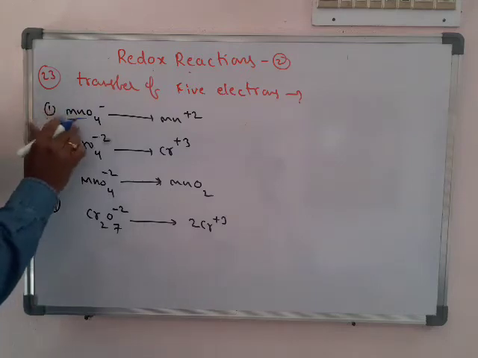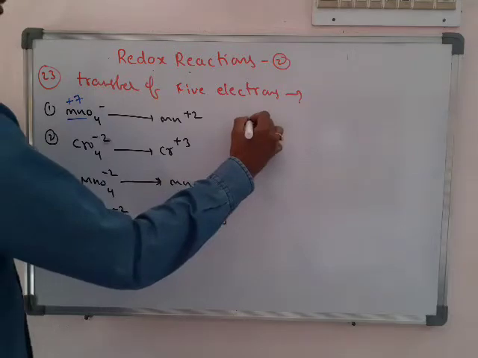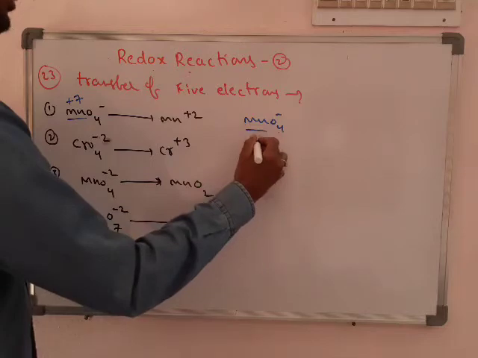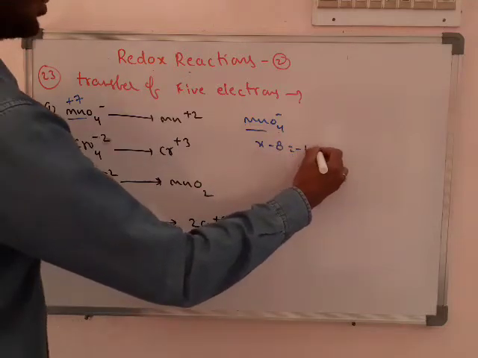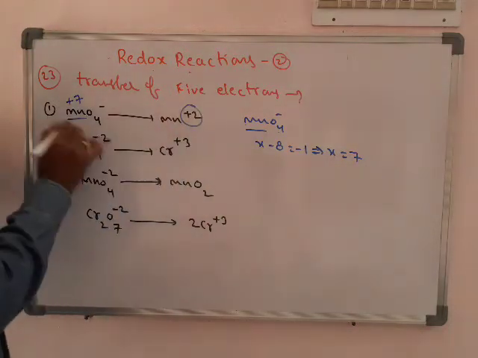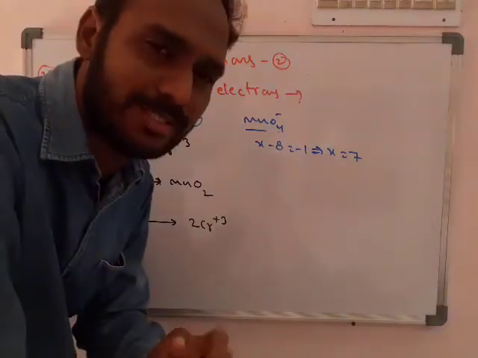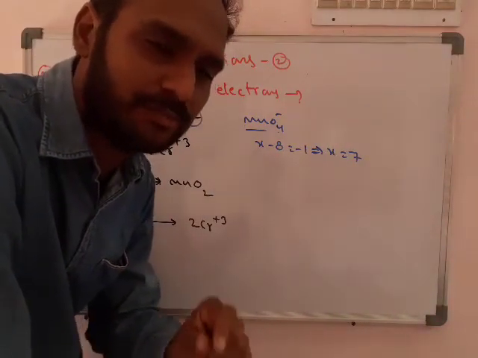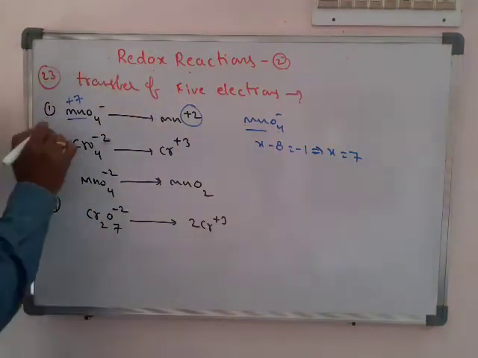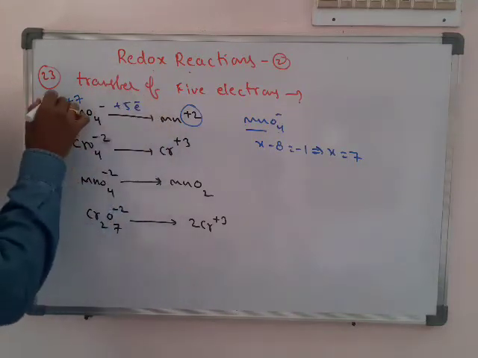Compare the oxidation numbers. Manganese oxidation number is 7. How do you get it? You know the general method: for MnO4 minus, x minus 8 equals minus 1, so x equals 7. The manganese oxidation number goes from plus 7 to plus 2, a change of 5 electrons. Whether gaining or losing is not given; we just have to identify in which 5 electrons are transferred. Plus 7 becoming plus 2 means a gain of 5 electrons, so I think the first is the correct option.